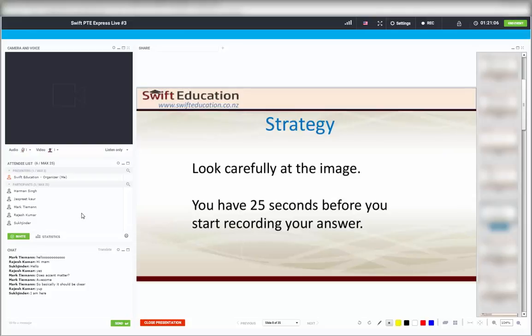So look carefully at the image. The first and foremost strategy I would say is to look carefully at the image.